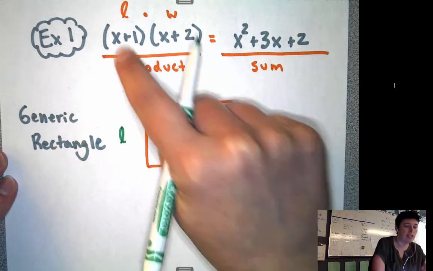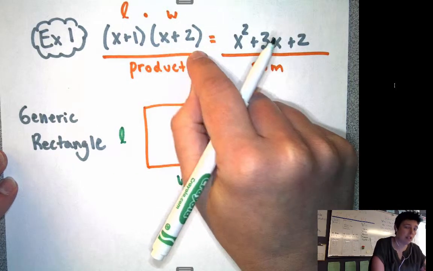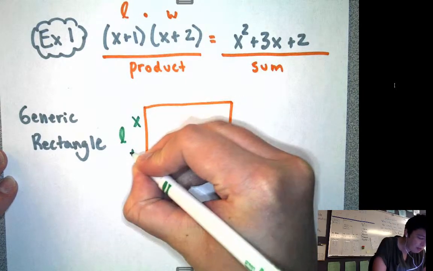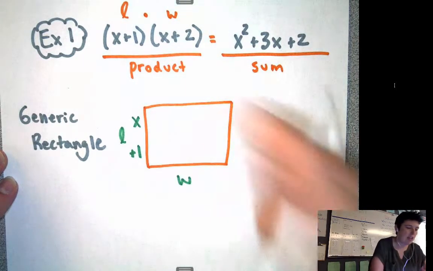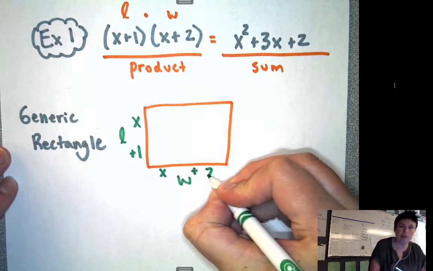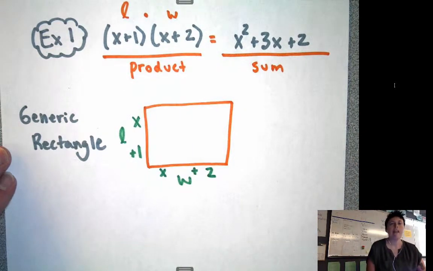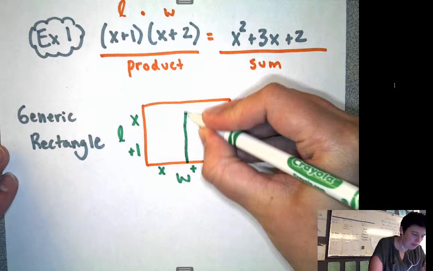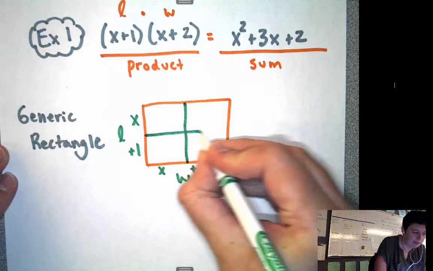Now we know the length is x plus 1, and we know the width is x plus 2. So I'm going to write here x plus 1. And x plus 2 means I'm going to write x plus 2 for my width. And then watch my process. My plan is I'm going to split this down the middle, and I'm going to split this down the middle.